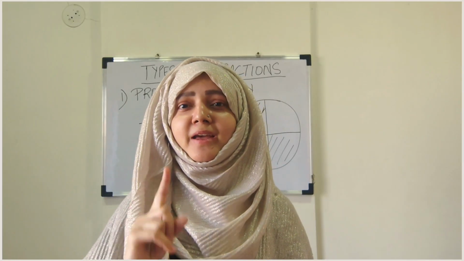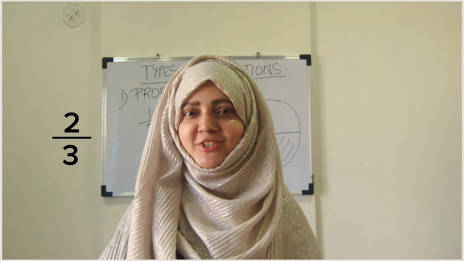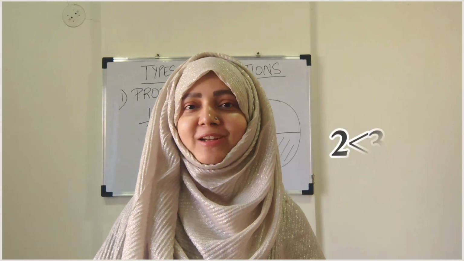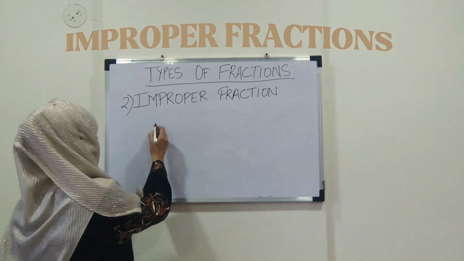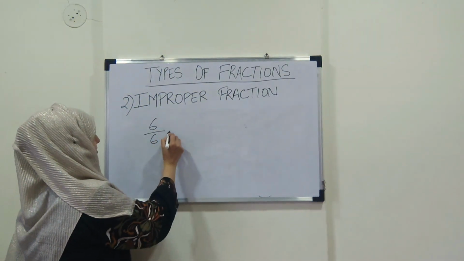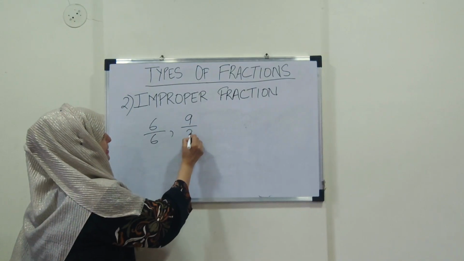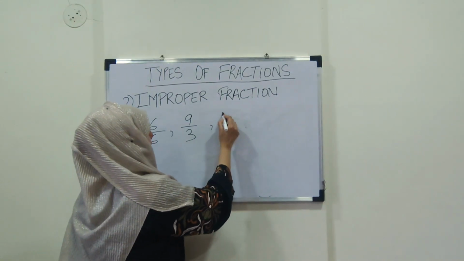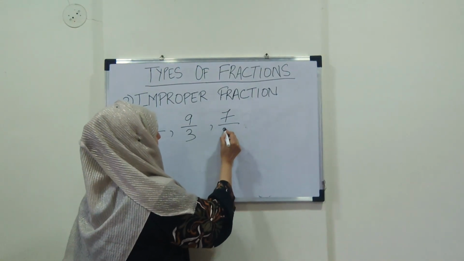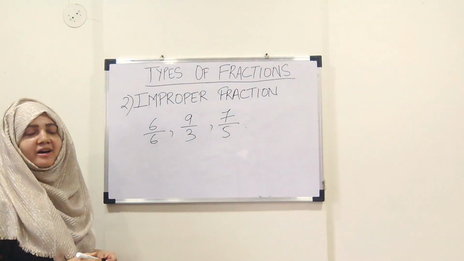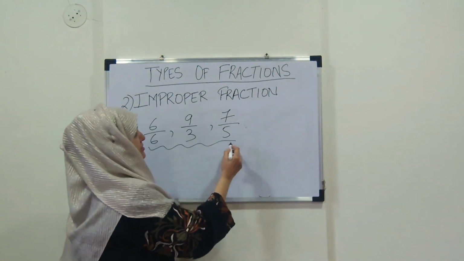Now tell me, is this a proper fraction? Yes, because 2 is smaller than 3. So 2 by 3 is a proper fraction. Now let's learn improper fractions. So here 6 by 6, 9 by 3, or 7 by 5. So all these fractions are improper fractions.